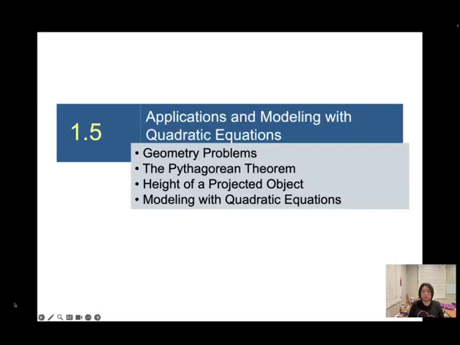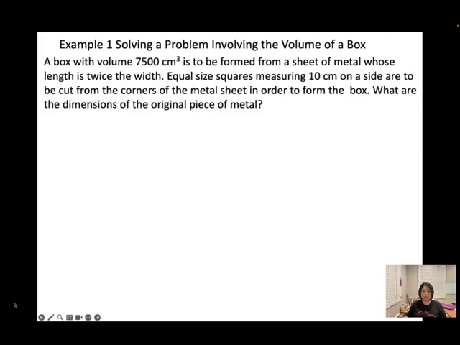Session 1.5 Applications and Modeling with Quadratic Equations. Let's look at this example. We want to solve a problem involving the volume of a box. Okay, volume of a box.